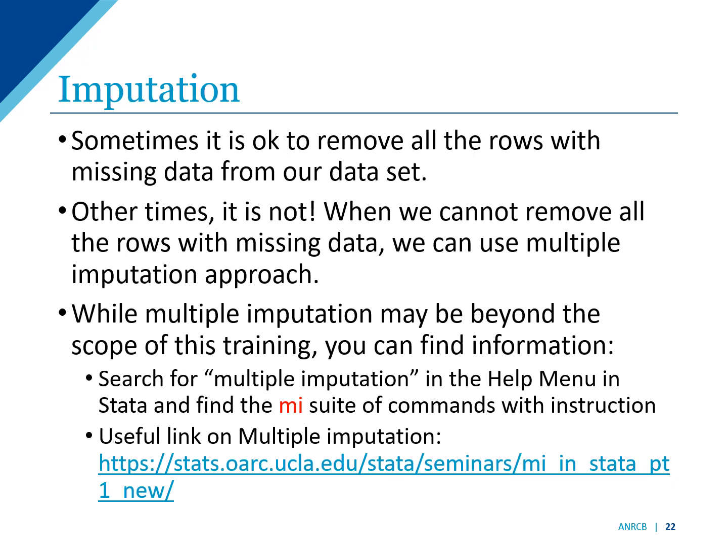Sometimes it is okay to remove all the rows with missing data from our data set, and other times it is not. When we cannot remove all of the rows with missing data, we can use a multiple imputation approach to predict and impute values for our missing observations using what we know about the other variables and observations. In short, it uses modeling to predict what the value of the missing data would be, given all of the other data we have for that participant.